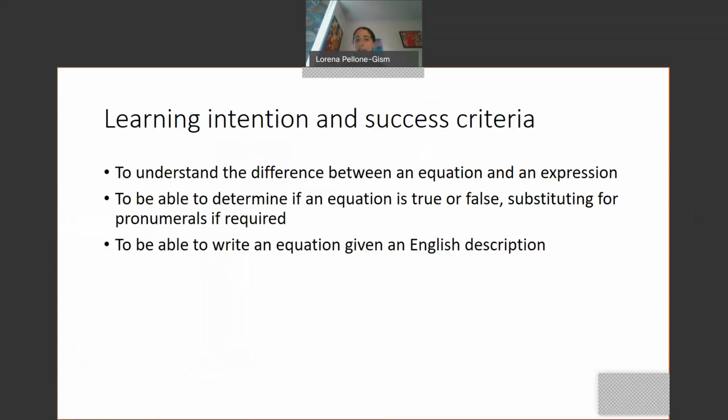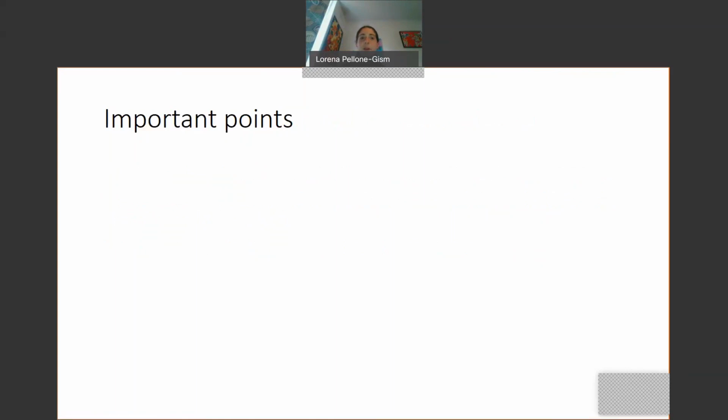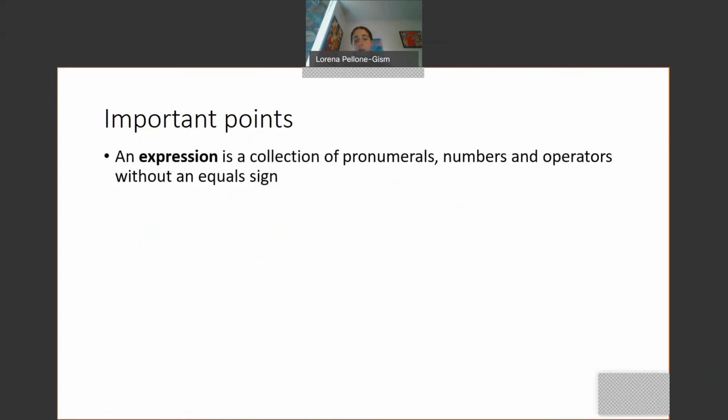I want you to understand the difference between an equation and an expression. I want you to be able to determine if an equation is true or false. And I want you to be able to write an equation given an English description. So we're going to go through some examples together. Some important points. This is what I want you to write down.